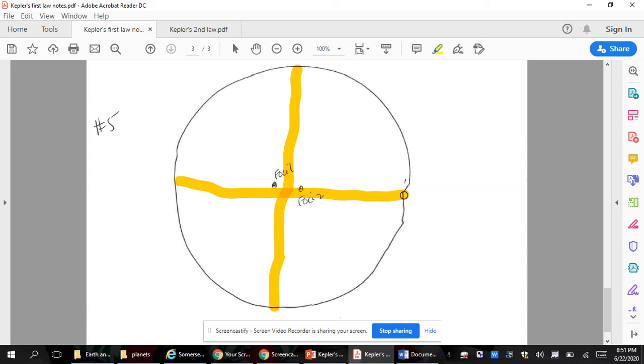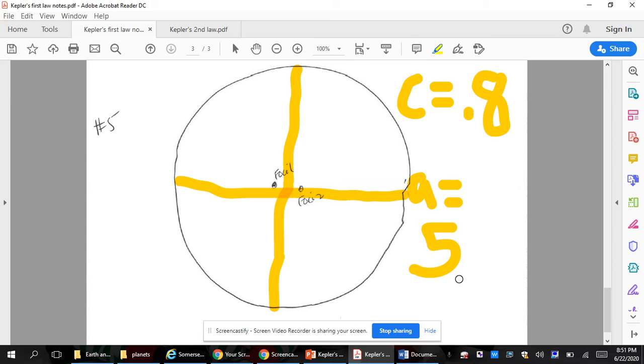So we want to find C. Our C value is from this first focal point to the center. So C is about 0.8. For our A value, when you measure it, and we are measuring these in centimeters, I just don't have enough room to write this down with centimeters. You are going to measure from the center all the way out to the edge, and that is about 5.5.